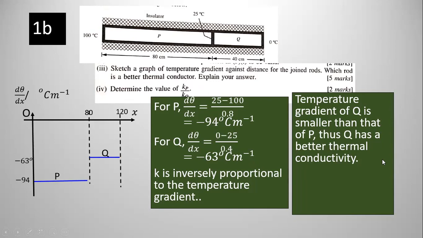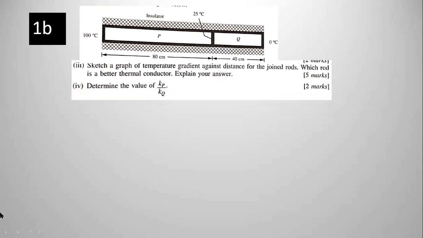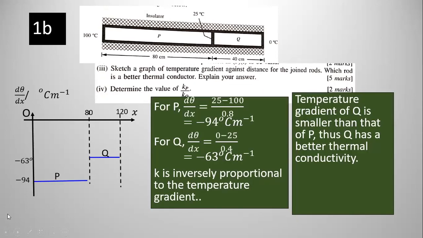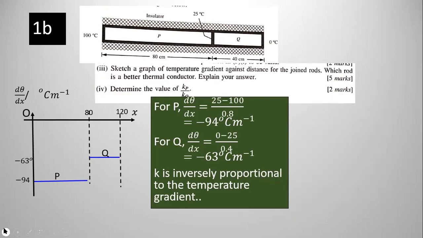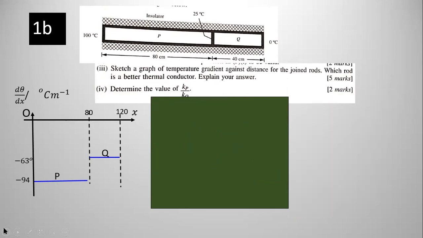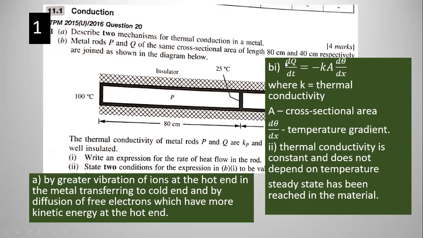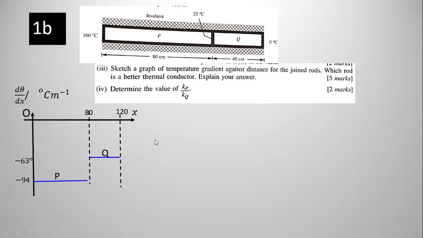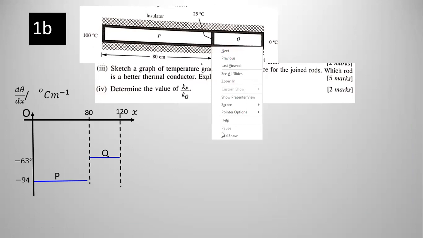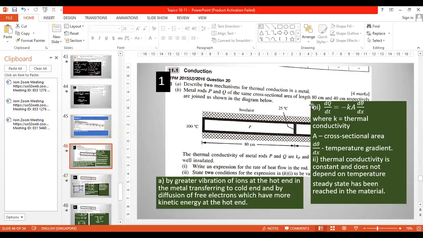Okay, the next one. So the temperature gradient of Q is smaller than P. Thus, Q has a better thermal conductivity. Always refer back to the formula. Always refer back to this formula. That's the reason why they ask you, because they want you to apply that.